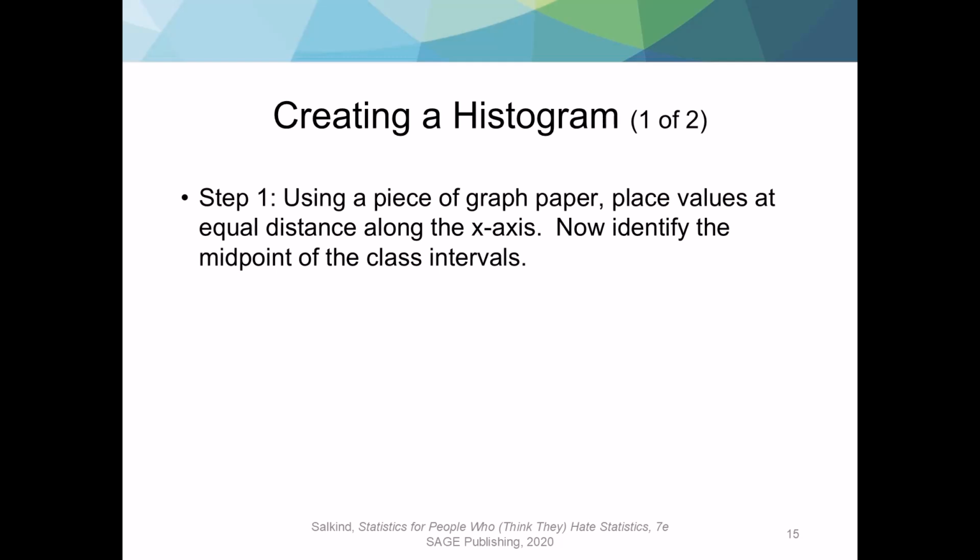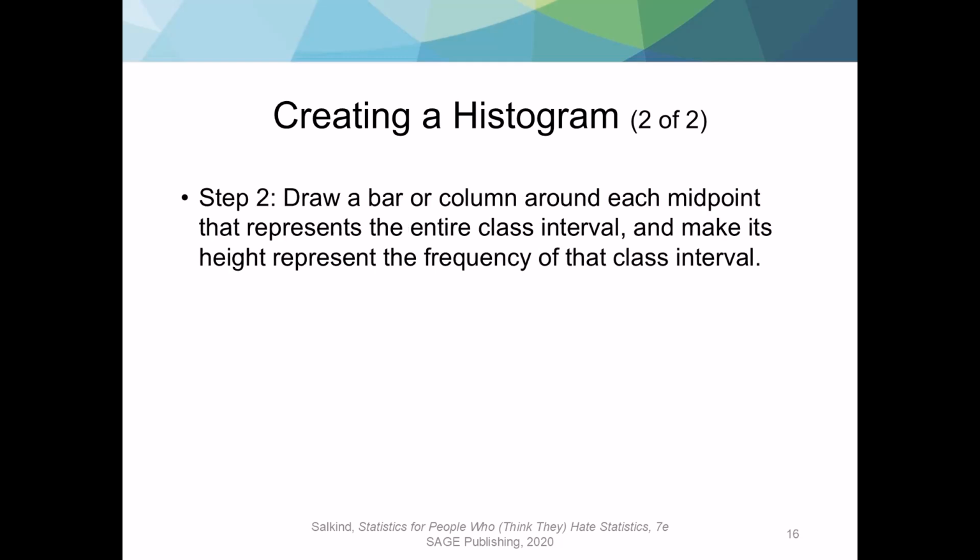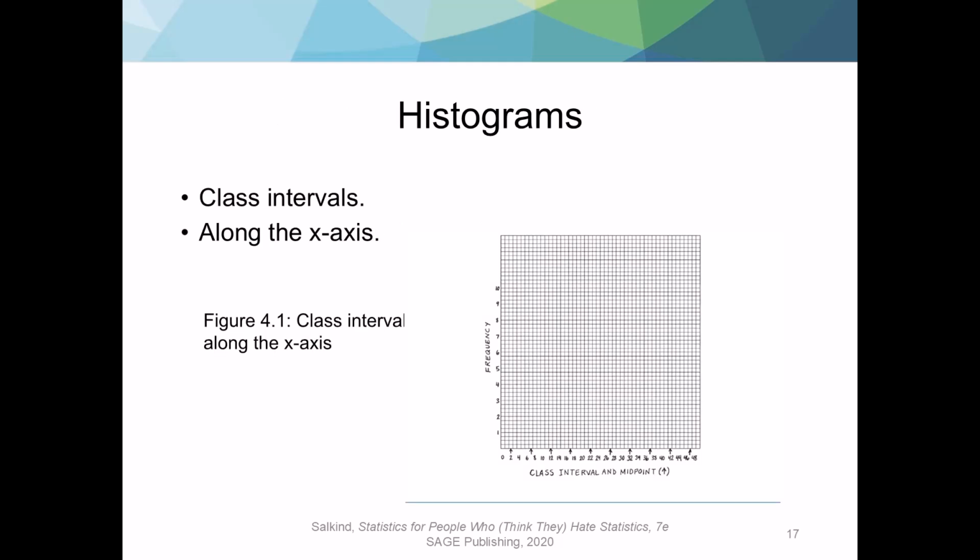Visualizing data, histograms and polygons. Histograms. A histogram is a graph that uses columns to represent the frequency of scores within different class intervals. To create a histogram, mark the midpoints of your class intervals at equal distances along the x-axis. Draw a bar for each midpoint with the height of the bar representing the frequency for that class interval.